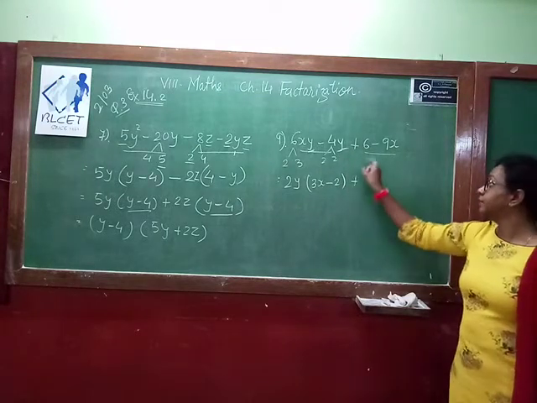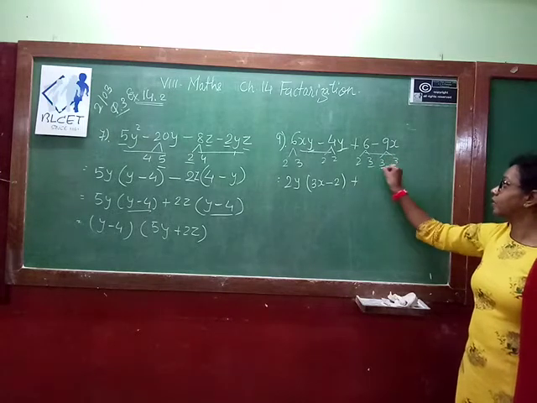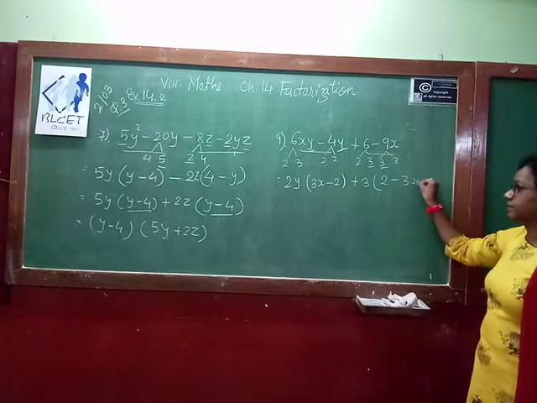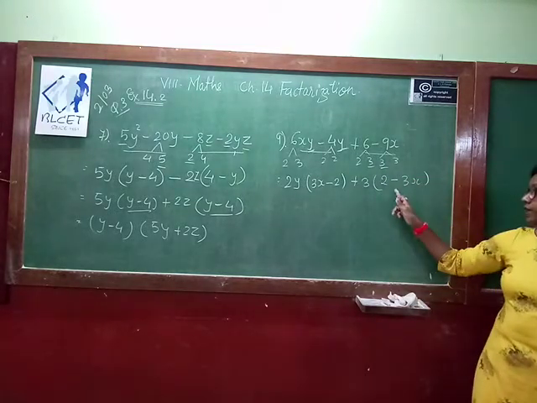Plus 2 3s are 6 and 3 3s are 9. So what is common? 3 is common. What is left? 2 minus 3x. Same case, 3x minus 2 we have to make here 3x minus 2.